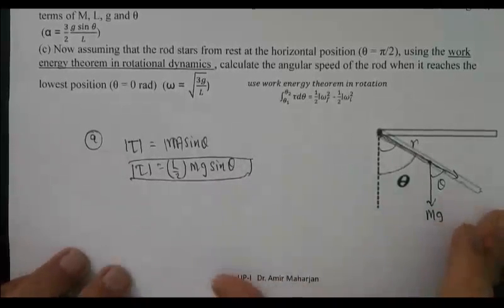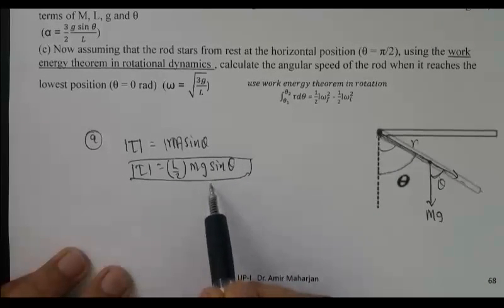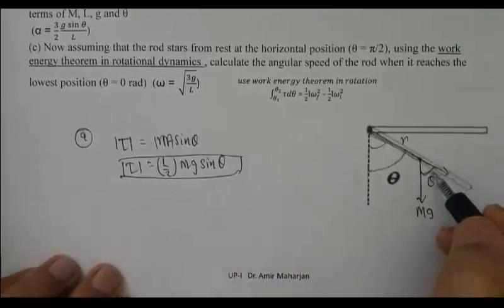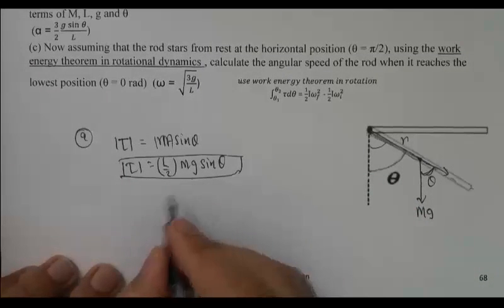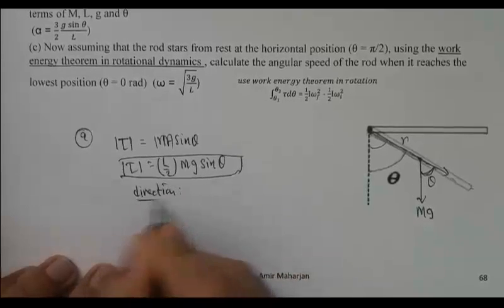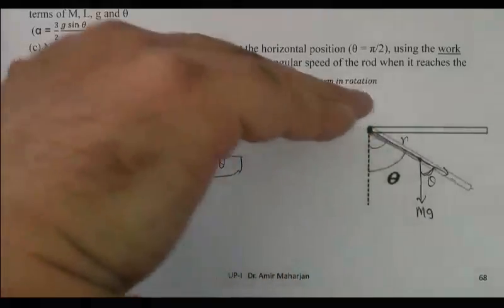So at any position, when it makes angle theta, the rod experiences this torque, and because of that torque, it rotates. And this theta is changing continuously. One more thing: because torque is a vector quantity, what's the direction? You have to use the right hand thumb rule.